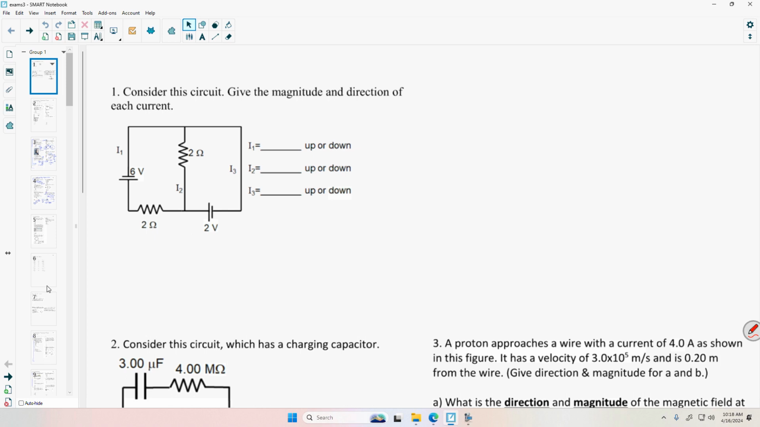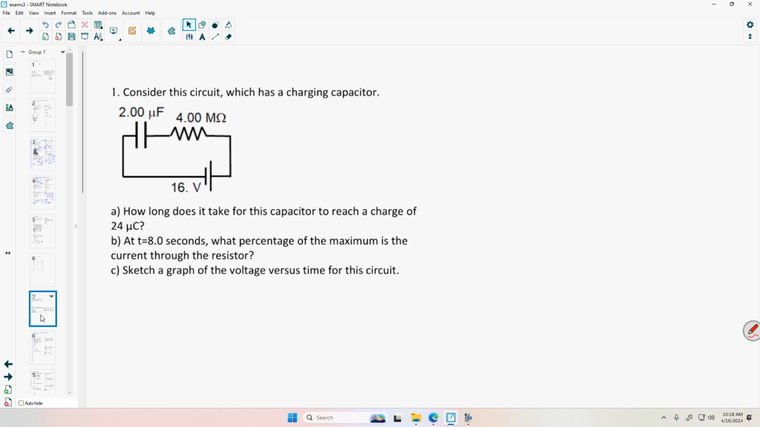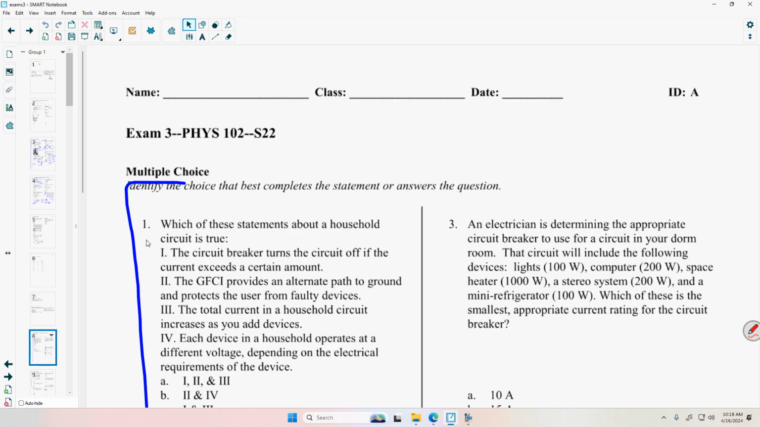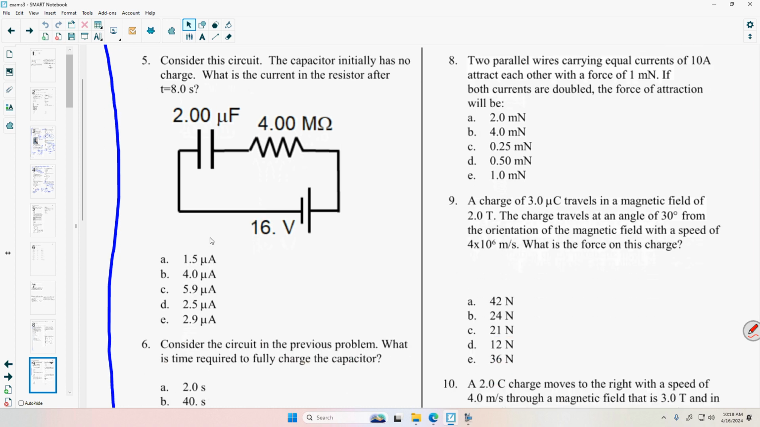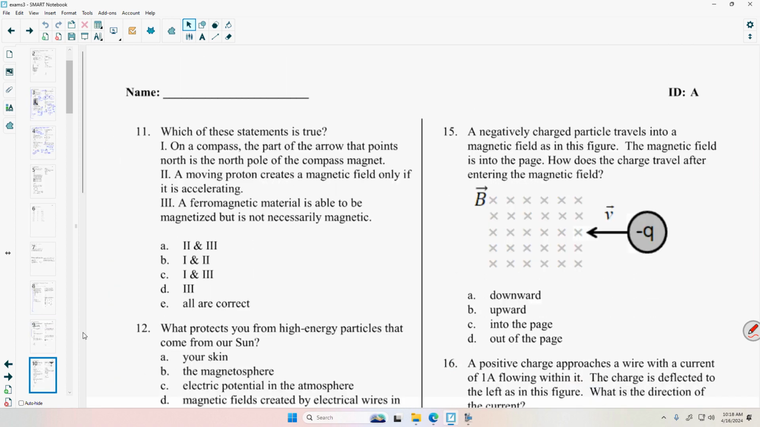Y'all feeling okay about this exam? How many questions are they going to make? You know, normal, 28. Well, that is your 8 free response and 20 multiple choice. So it's always the same.